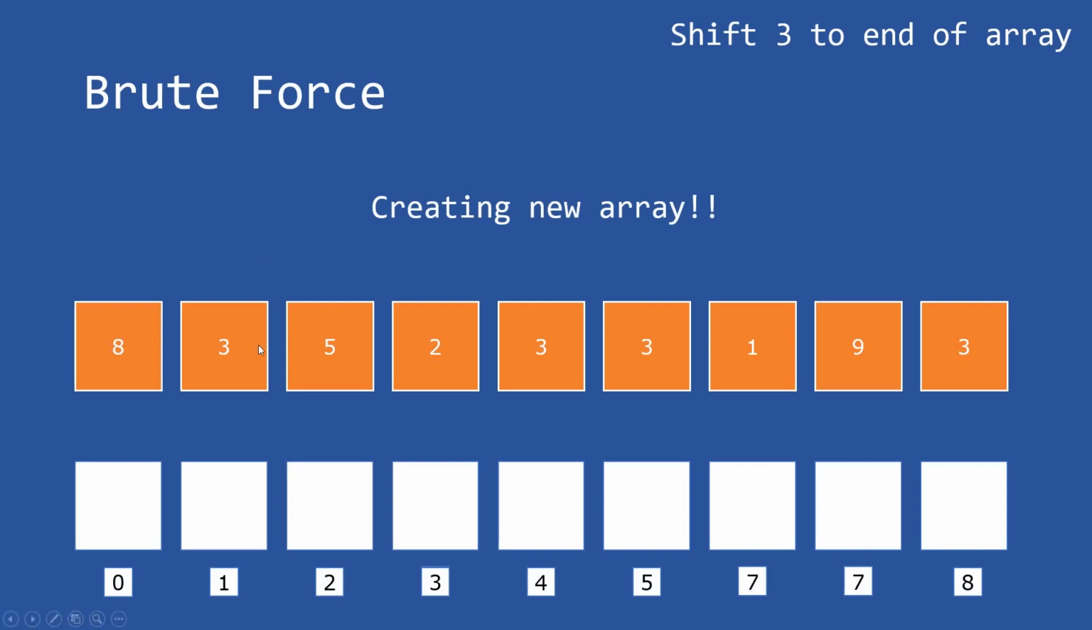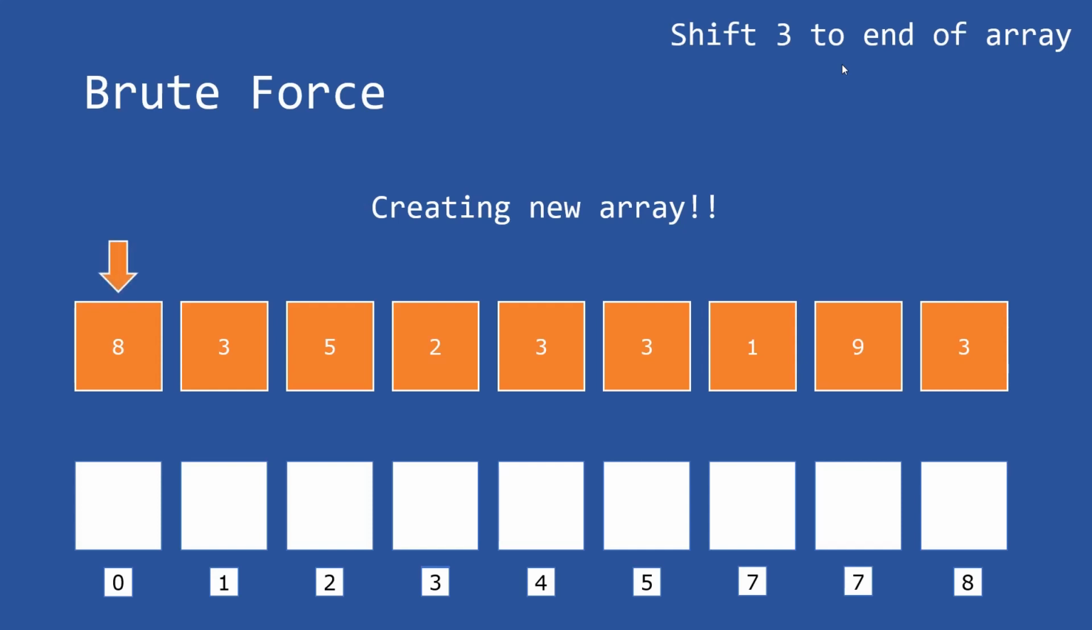I will loop through this original array, and if that number is not what I want to shift to the end, in this case, if the number is not 3, then I will move that element to this new array, and I will keep doing that until the end of the original array. Then there would be some blank spaces in this new array, and I will fill all of those blank spaces with 3. Okay, so let's see the animation of what I mean by this approach.